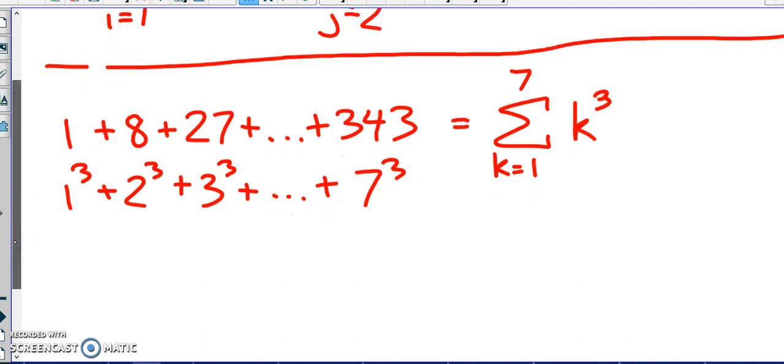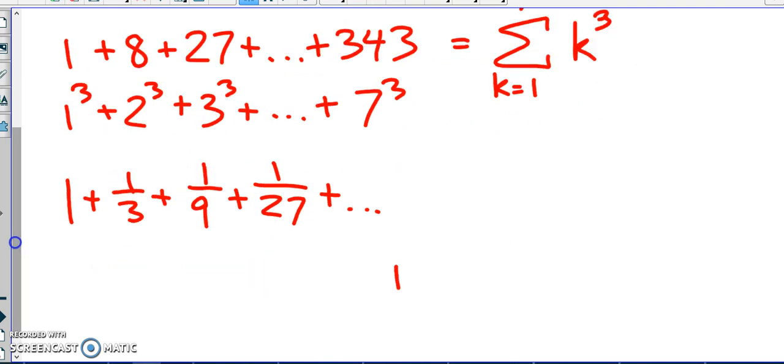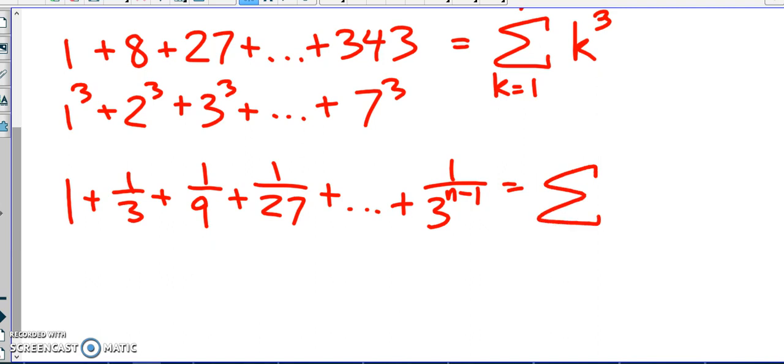Or if I had this, 1 plus 1/3 plus 1/9 plus 1 over 27 plus ... plus 1 over 3 to the n minus 1. So this would be the sum from i equals 1 to n this time, because it doesn't really have a stopping point other than n. And then this could be 1 over 3 to the i minus 1 power.